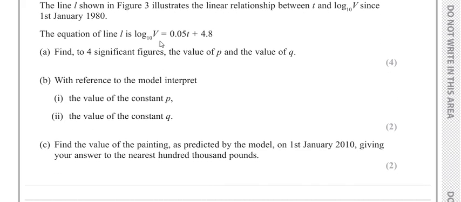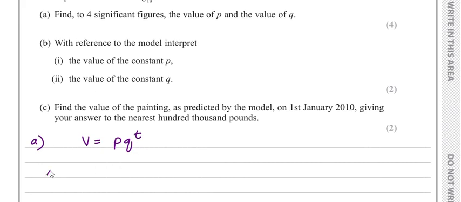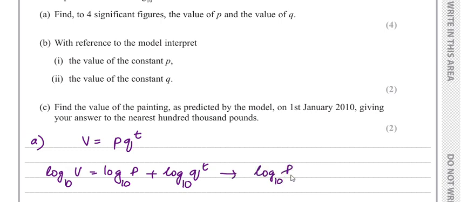It's quite easy here. What we need to do is, first we need to write the equation given there. V is equal to PQ to the power of T. Okay. Suppose I take logarithm on both sides. So then log V to the base 10 is equal to log P to the base 10 plus log Q to the power of T to the base 10, which can be rewritten as log P to the base 10 plus T log Q to the base 10.